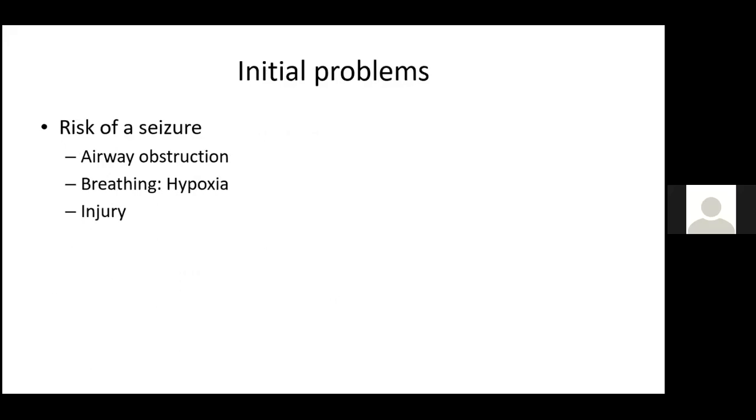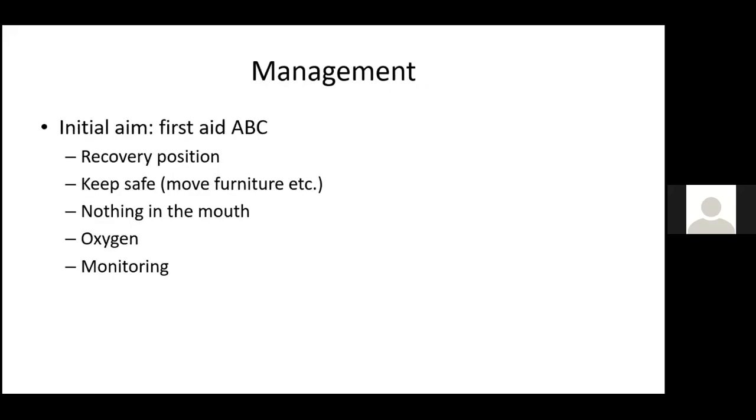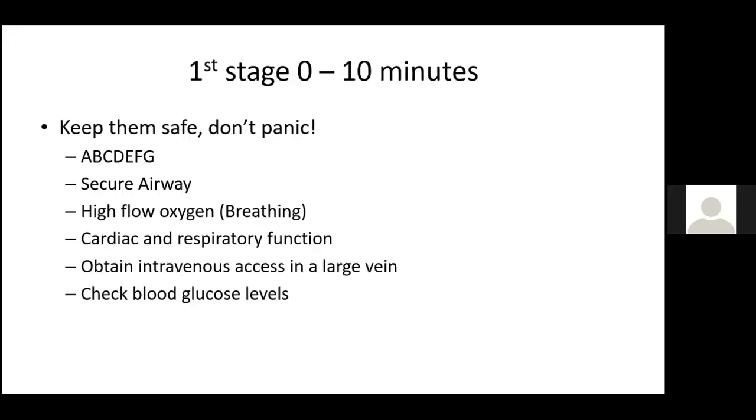So initially, when you see someone have a seizure, the main priority is ABCDE. Protect the airway, put an airway adjunct in, whether it's a nasopharyngeal or oropharyngeal airway, and then treat the hypoxia, so 15 litres of oxygen. Then protect their surroundings, make sure they're not going to get hurt from things around them when they're having their seizure. This is why it's safe to put them in the recovery position. Move any furniture, make sure there's nothing they can aspirate on in their mouth, give oxygen, and then keep them safe. Don't panic.